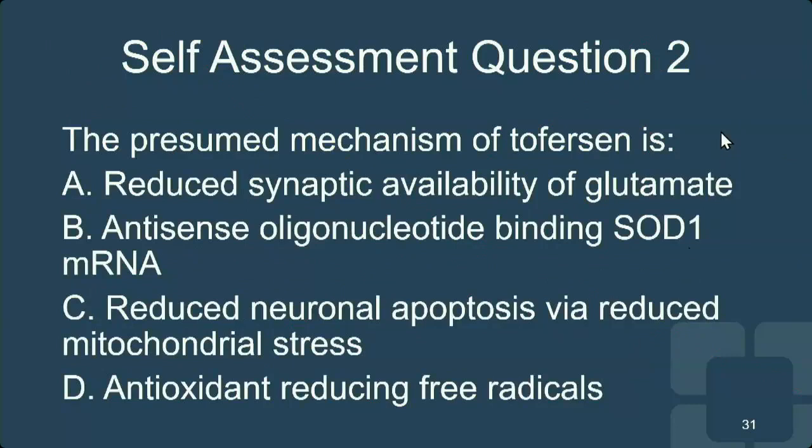Okay, so before we talk about our next medication, we're going to be talking about tofersen. So the presumed mechanism of tofersen is A, reduced synaptic availability of glutamate, B, antisense oligonucleotide binding of SOD1 mRNA, C, reduced neuronal apoptosis via reduced mitochondrial stress, and D, antioxidant reducing free radicals. I'll give it a minute here.